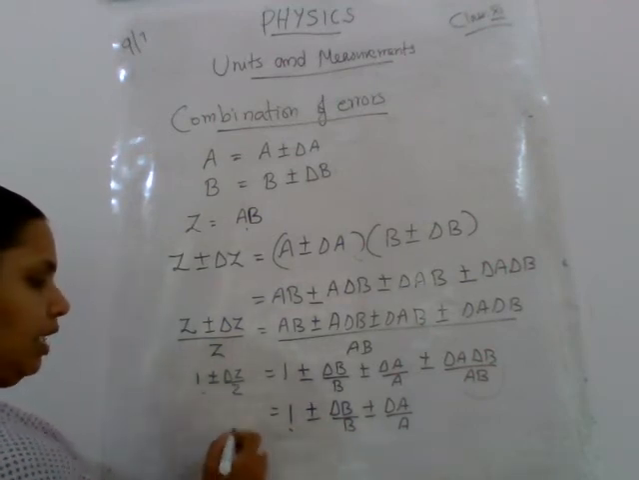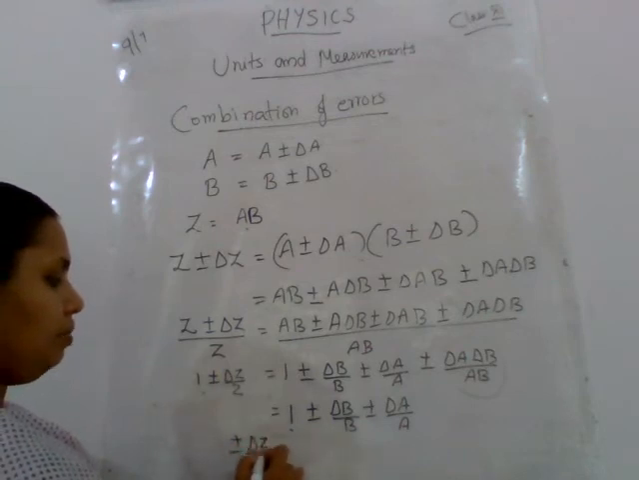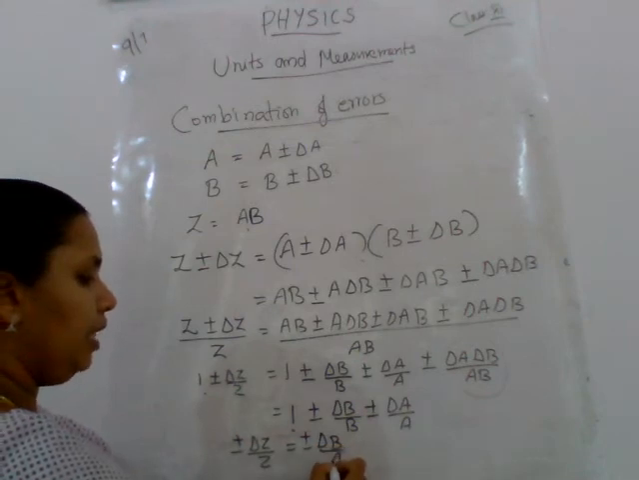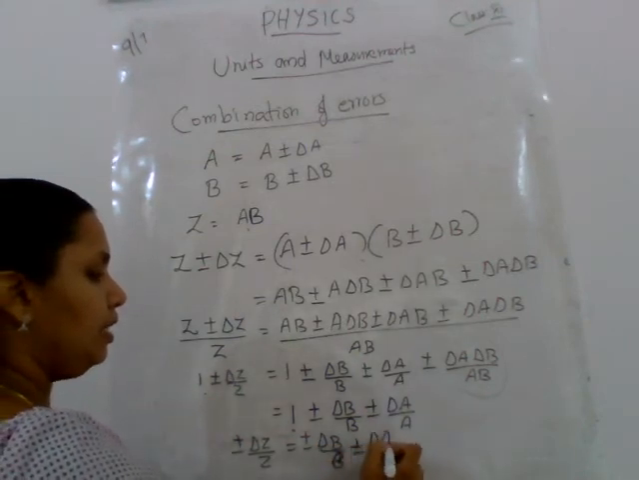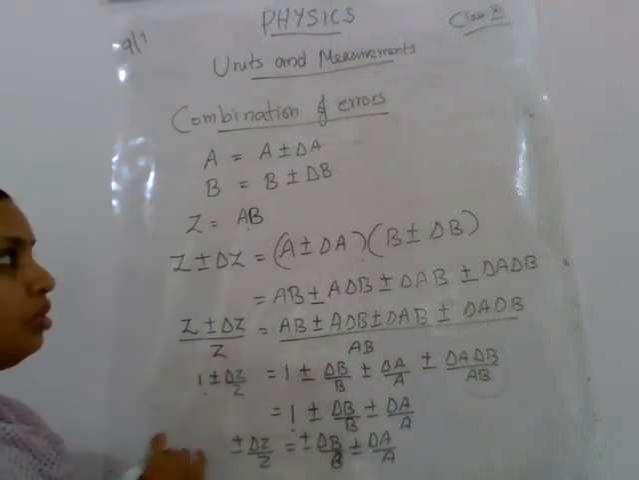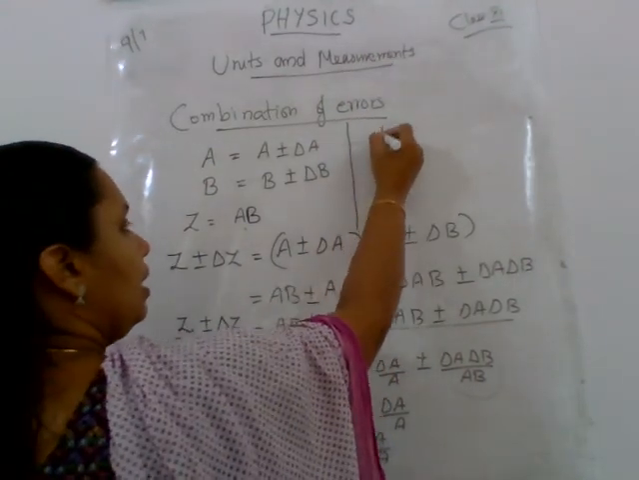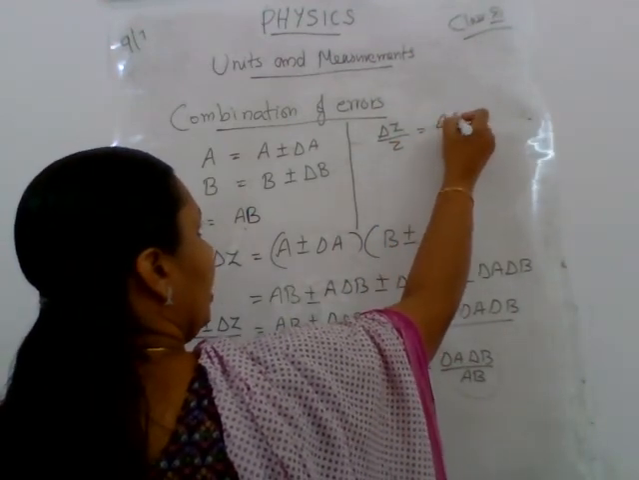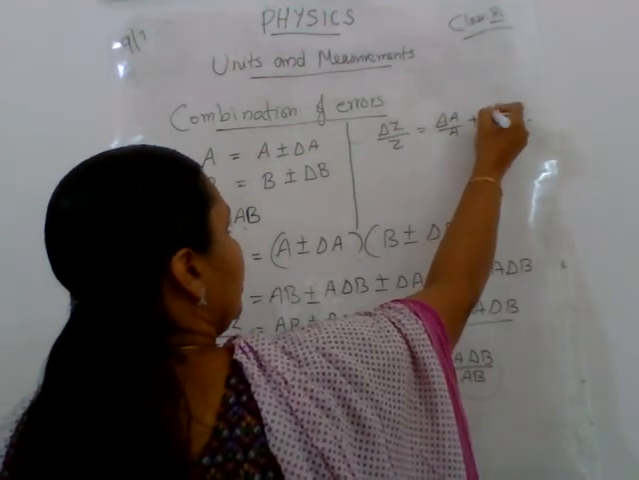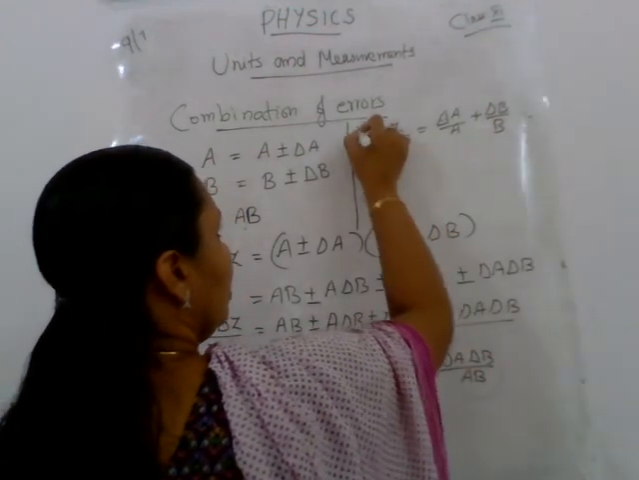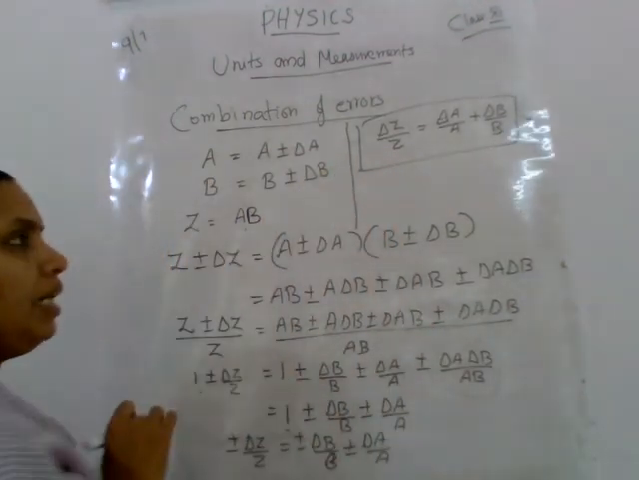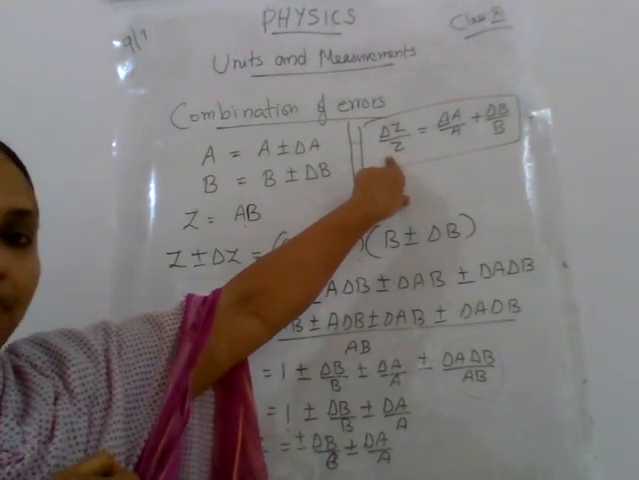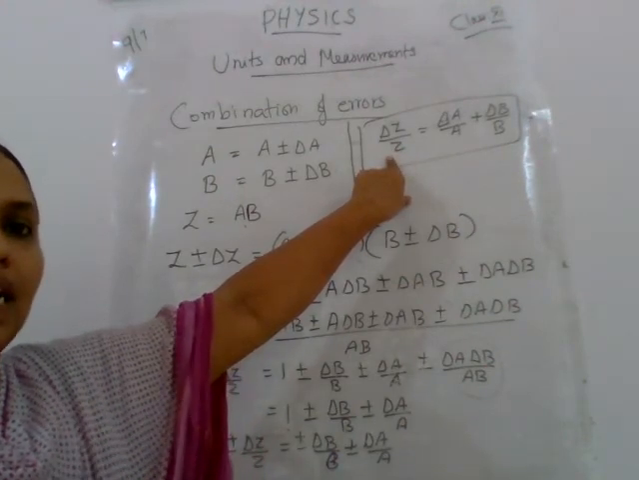So what is remaining? Plus or minus delta Z by Z is equal to plus or minus delta B by B plus or minus delta A by A. So what can you write? We can write delta Z by Z is equal to delta A by A plus delta B by B. So what does it say? It is the relative error, isn't it? So it is the relative error.